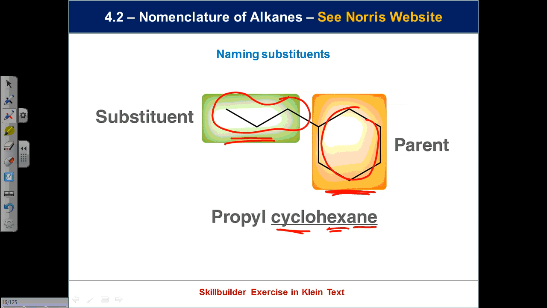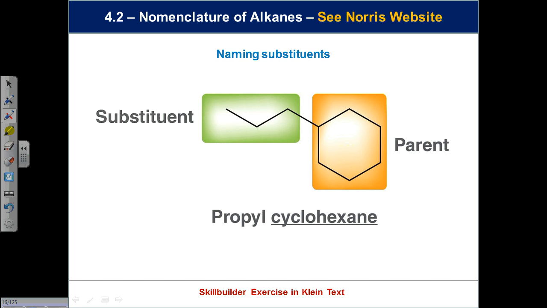No, that's a very good question, actually. Let's go back and look at that. Why isn't there a number on this one? Do I need a number? If I put my propyl group here, is it a different molecule? No, it's still 1 propyl cyclohexane. You don't need it because it didn't change.